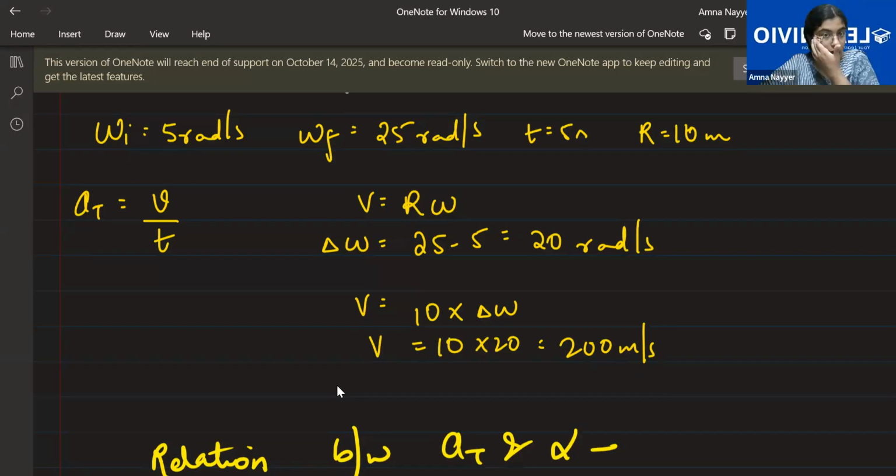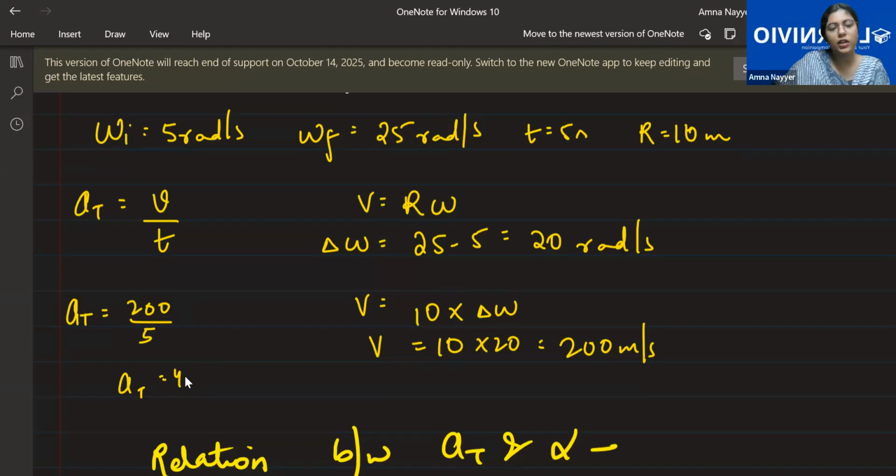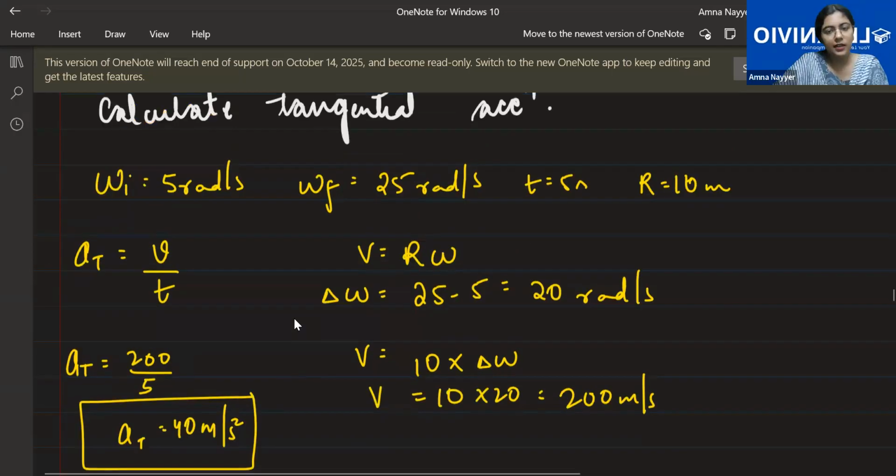See, what did I not have? I did not have the linear velocity, and tangential acceleration is all based on the linear velocity. So what we did, we have taken v is equal to r omega. Now omega is also not given directly, just the change. So we calculate the change and then we take r into delta omega, whatever is the change. That gives us the linear velocity. Now tangential acceleration will be linear velocity 200 divided by 5, which is equal to 40 meter per second square. Okay.